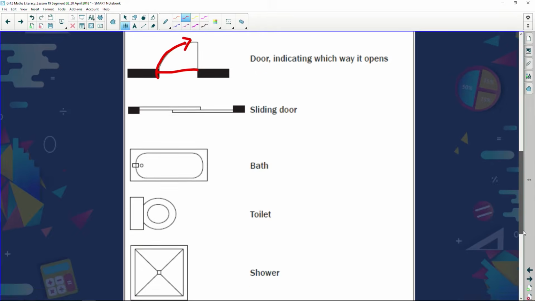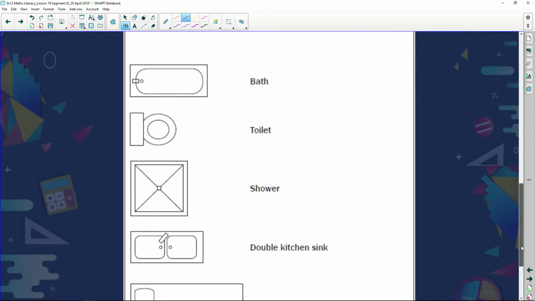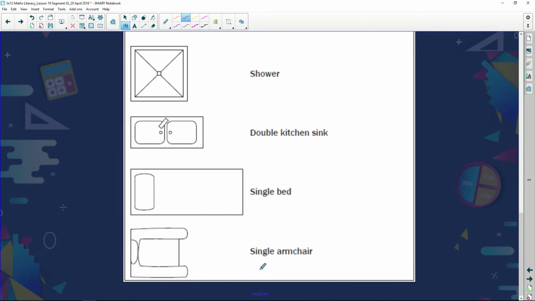That is a bath next, and we can all see that's a bath. We see that's a toilet. A shower is interesting. A shower is a rectangle with this cross in the middle. A double kitchen sink would be a rectangle with two little circular rectangle shapes inside, and obviously that little thing means the tap. A single bed is shown over here, and then a single armchair is also shown. Remember, all these things are shown as though you're looking at it from above.